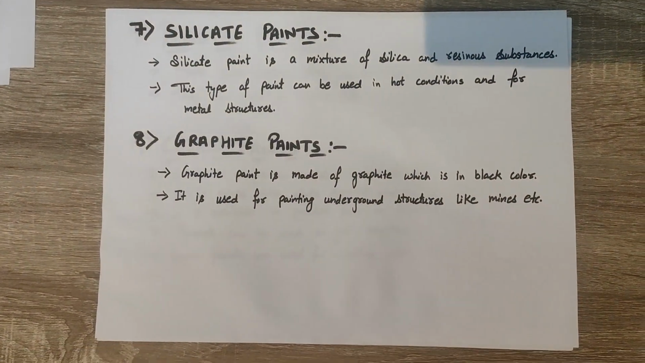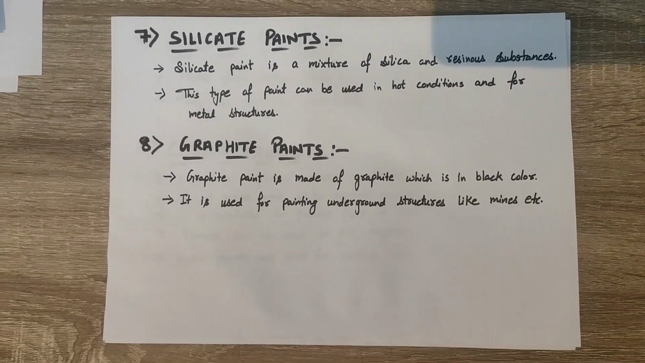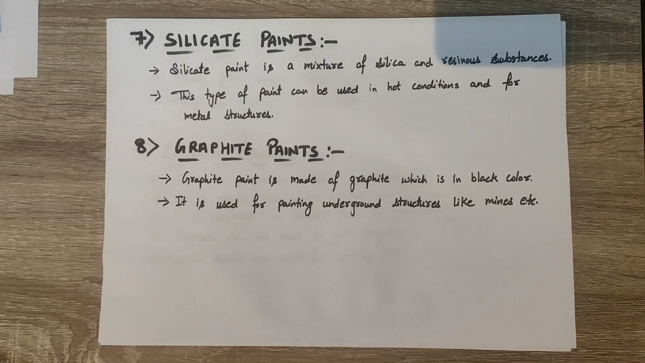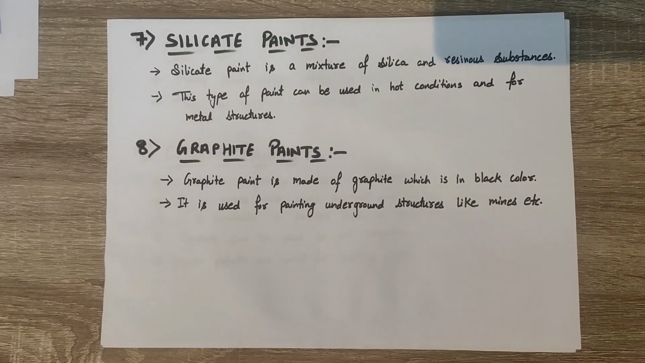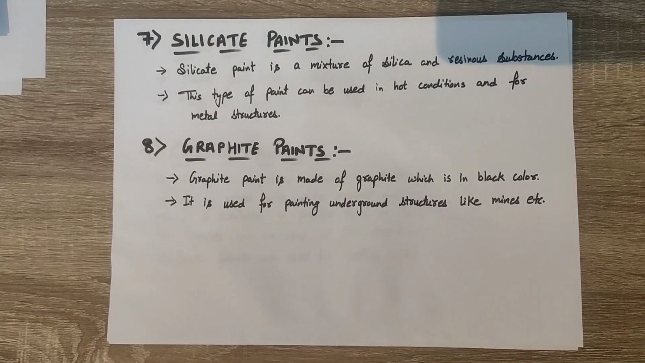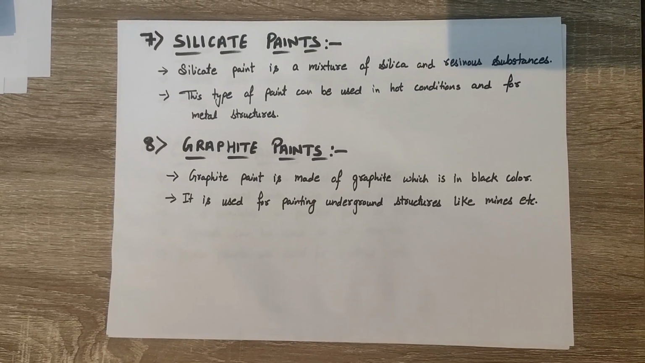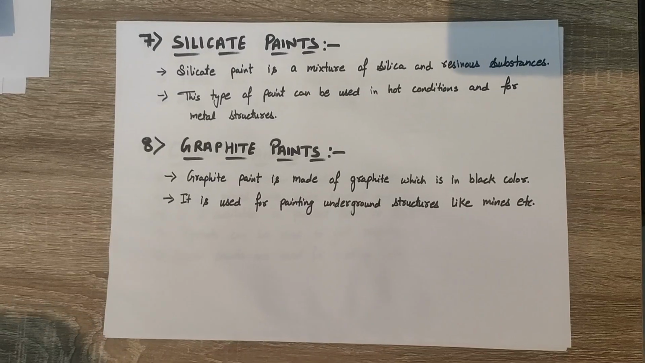Our next paint is silicate paints. Silicate paint is a mixture of silica and resinous substances. This type of paint can be used in hot conditions and for metal structures. So where the temperature is very hot, in such conditions we use silicate paint, and it can be used on concrete surfaces as well as on metal structures.